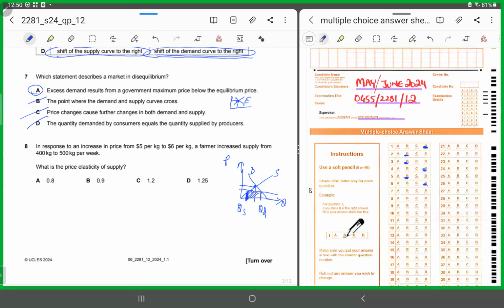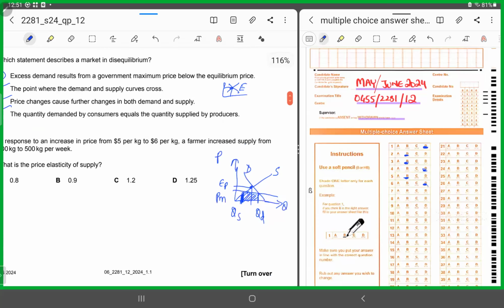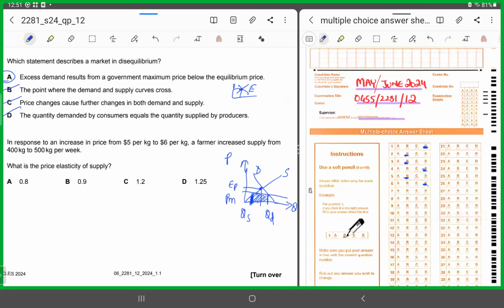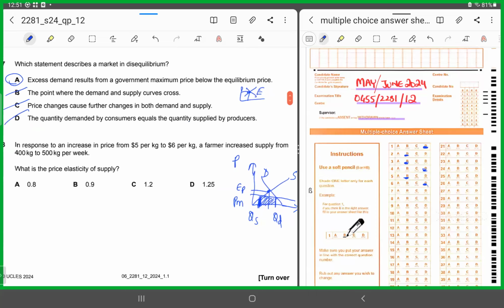This all shaded region is the excess demand. This is again a situation of disequilibrium. Why? Because this was the equilibrium price and this is the maximum price. Right? All right. So for number 7, the correct answer is A. This is clear.